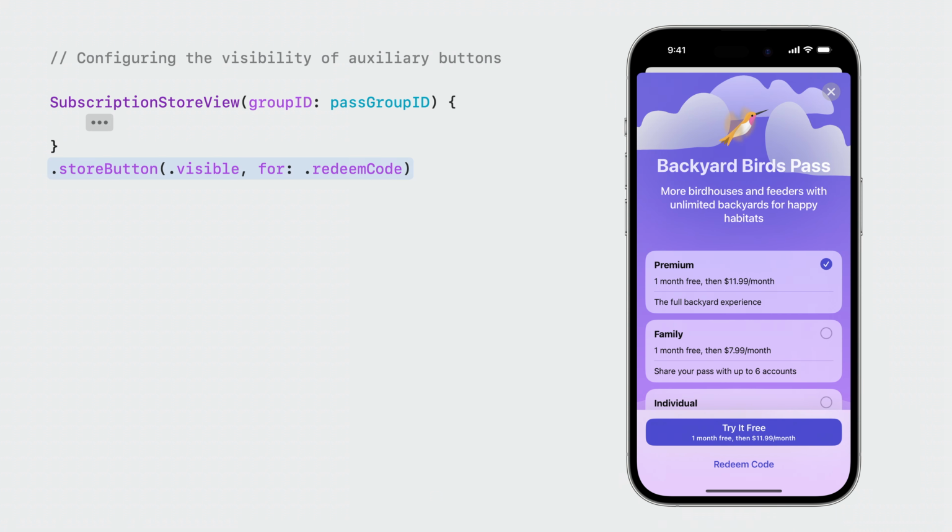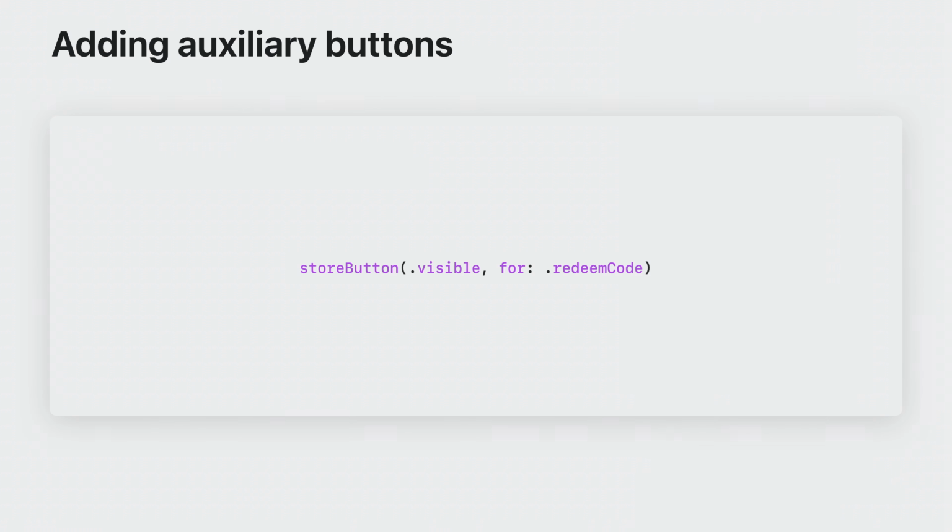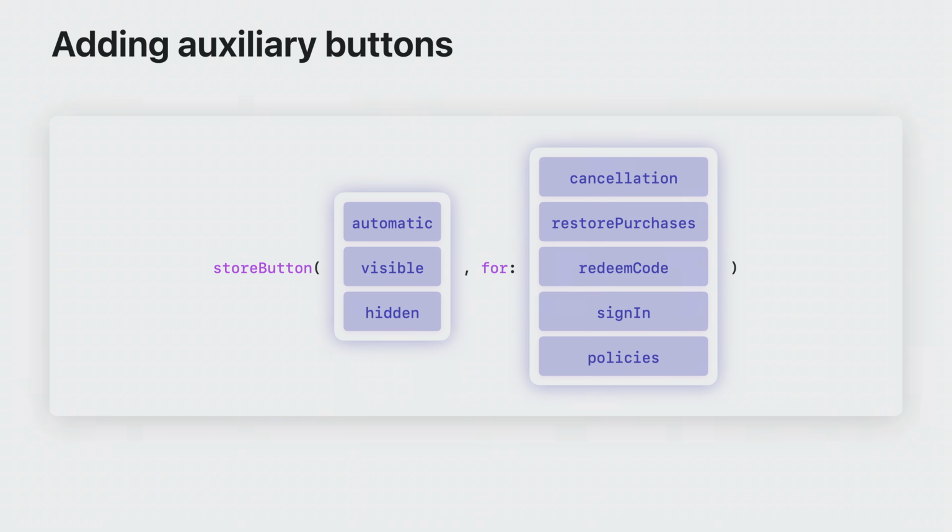We already looked at adding the redeem code button using the store button modifier when we first built this sheet. Let's take a closer look at this view modifier. There are a few values you can pass for each of the two parameters here. The first parameter enables you to choose the visibility. Automatic is the default for all buttons, which causes StoreKit to choose whether to make the button visible depending on the context. You can also choose to make a button explicitly visible or hidden. The next parameter allows you to choose the button kind you want to configure the visibility for.